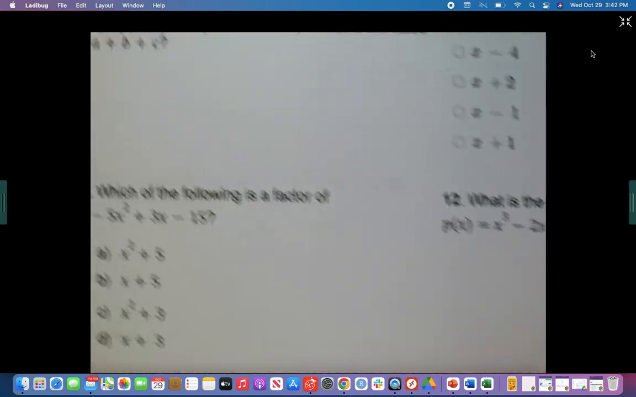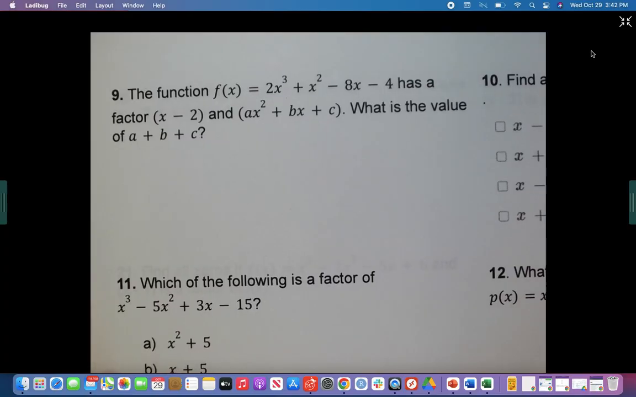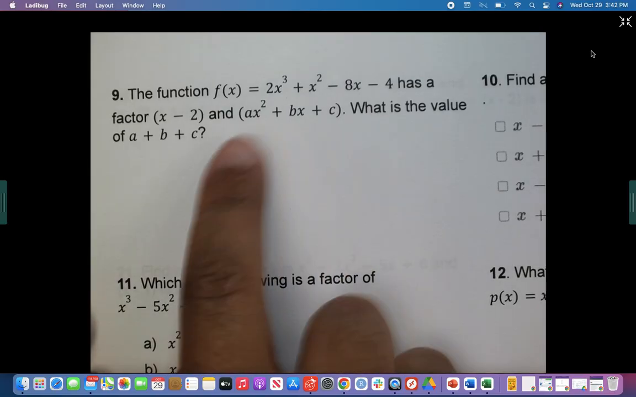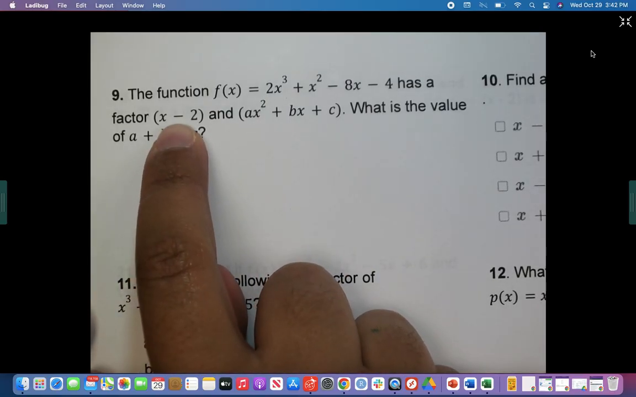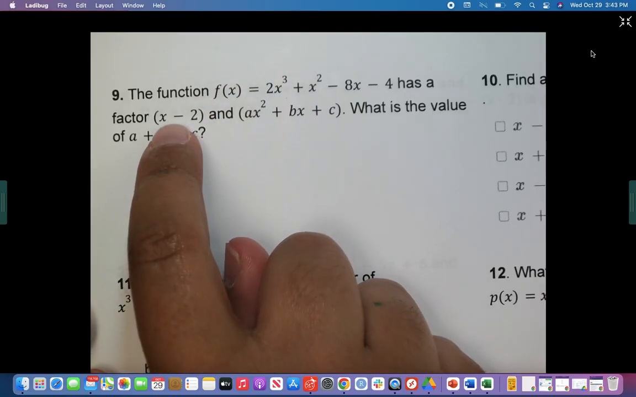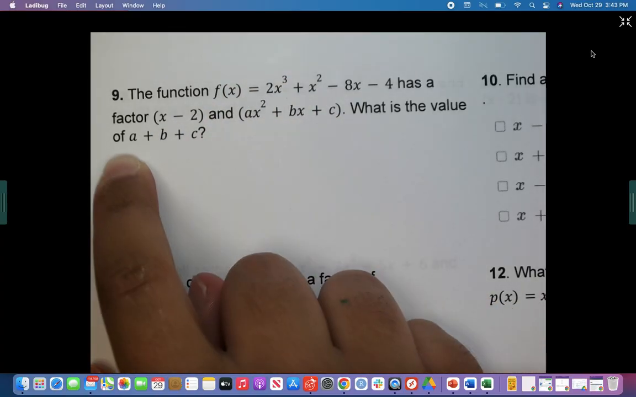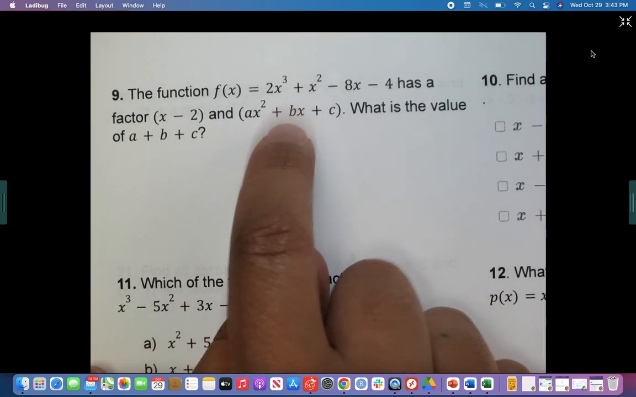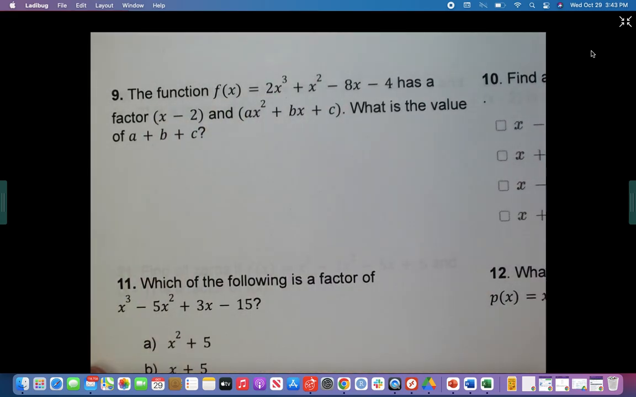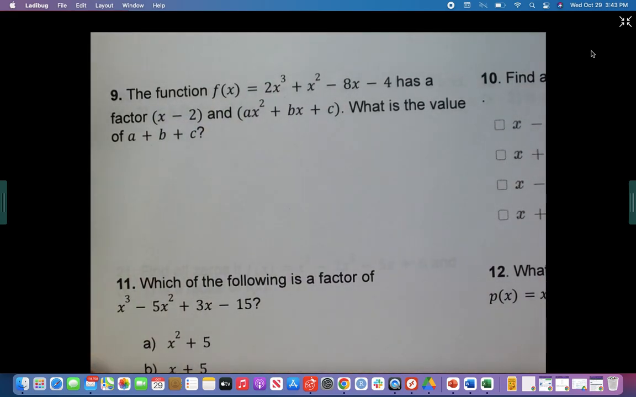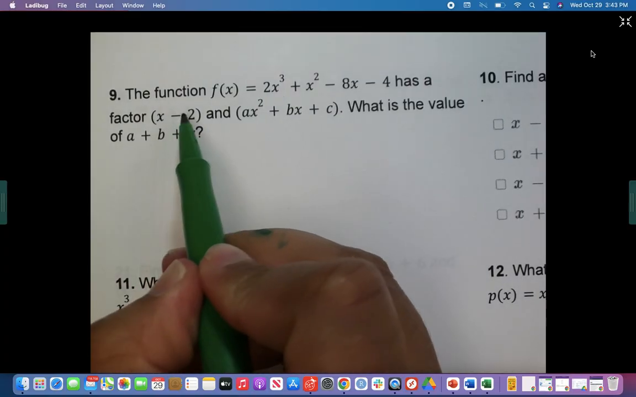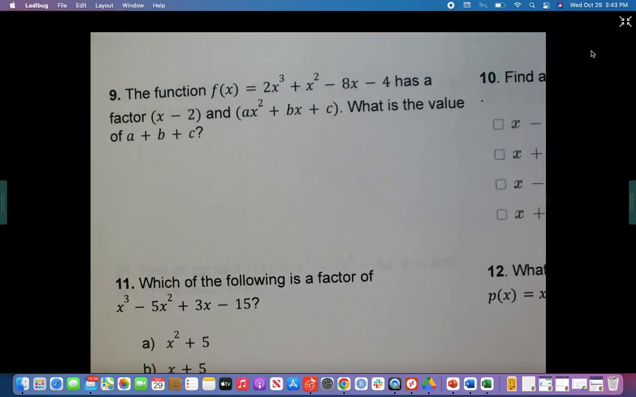All right, number 9. So the function f of x has a factor x minus 2, and ax squared plus bx plus c. What is the value of a plus b plus c? So they're telling us this is a factor, which means we can divide this by that, and we're going to get this polynomial. And then this is asking us to add our coefficients together of this polynomial. So our divisor is linear, so we can do synthetic division. So it's x minus 2, so we're going to switch the sign, so positive 2.